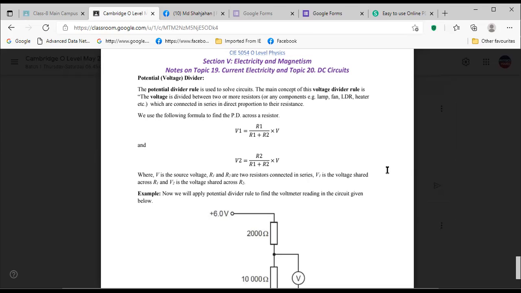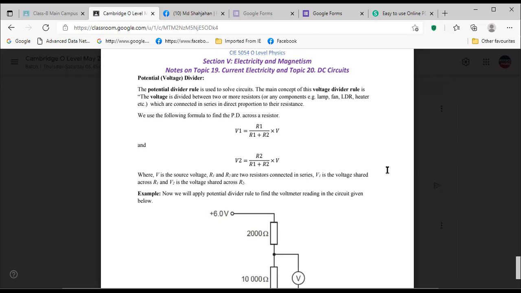Okay, so these two formulas you are getting. One is V1 equals R1 by R1 plus R2 multiplied by V, where V is the source voltage. R1 and R2 are two resistors connected in series. V1 is the voltage shared across R1, and V2 is the voltage shared across R2.